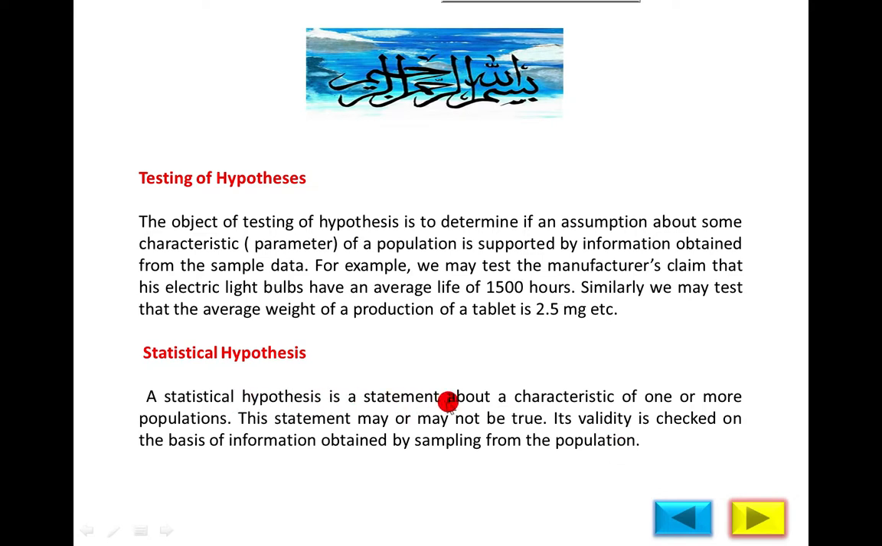We check a statement about the population, and this statement may not be true. We test this with the help of the procedure of the testing of hypothesis. Its validity is checked on the basis of information. How do we test? With the help of sampling from the population. So a statistical hypothesis means a statement. We test whether the statement may or may not be true on the basis of sample data. So for this we select a sample from the population.